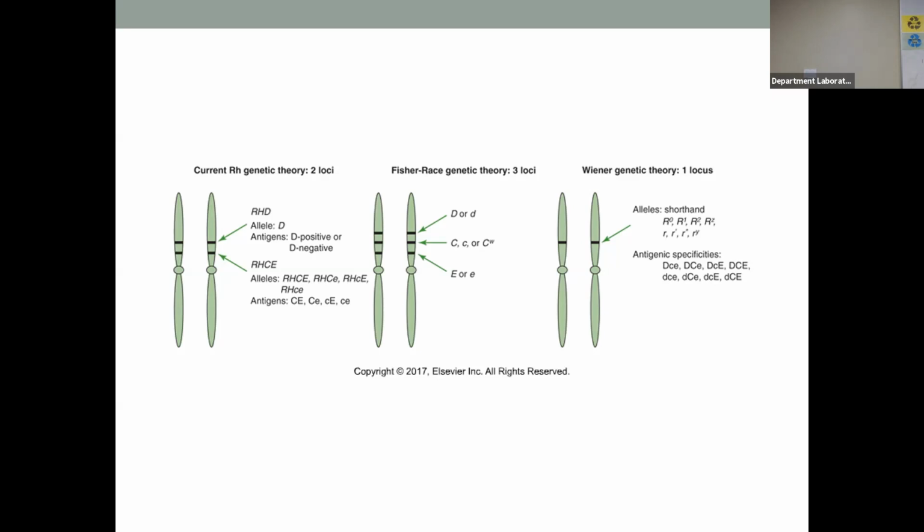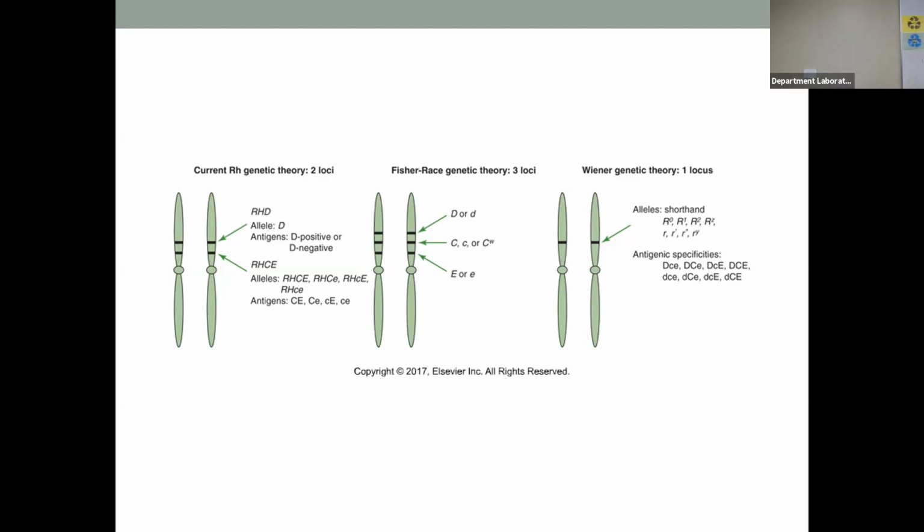Wiener thought that it all came from one locus on the allele. Now, why he chose big R, little r, where that notation came from, I do not know.